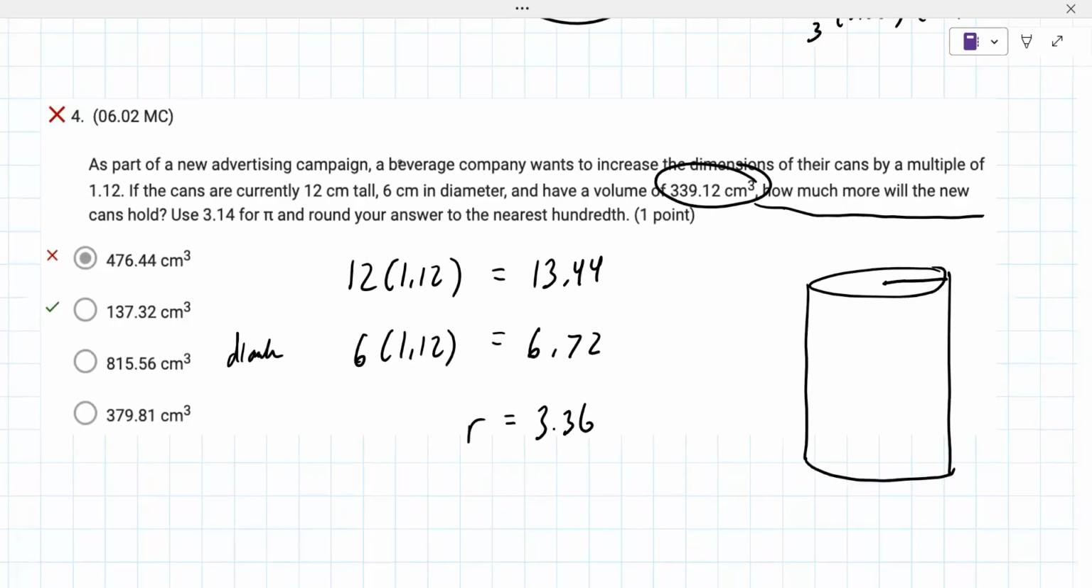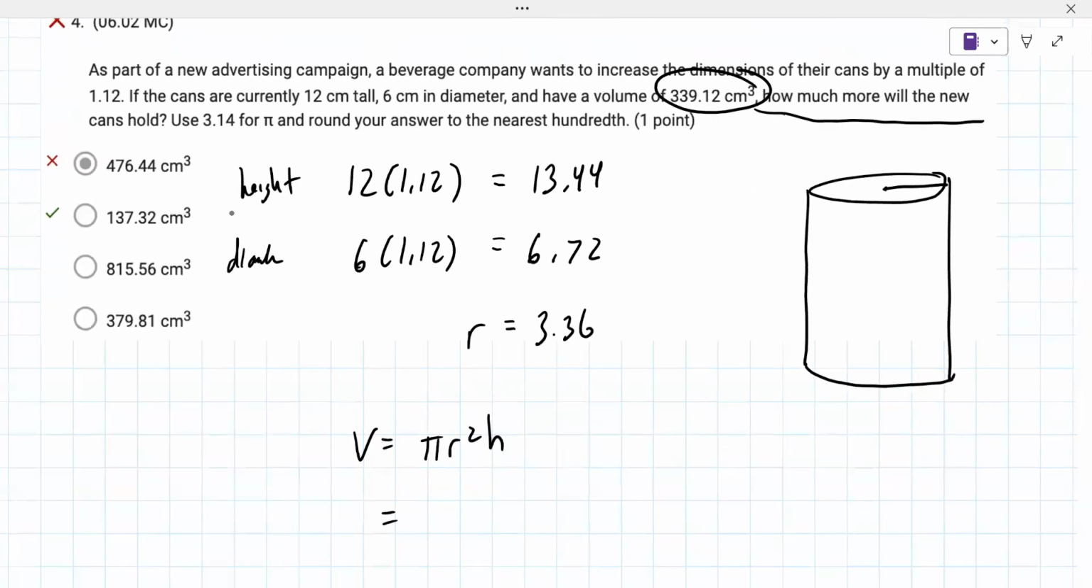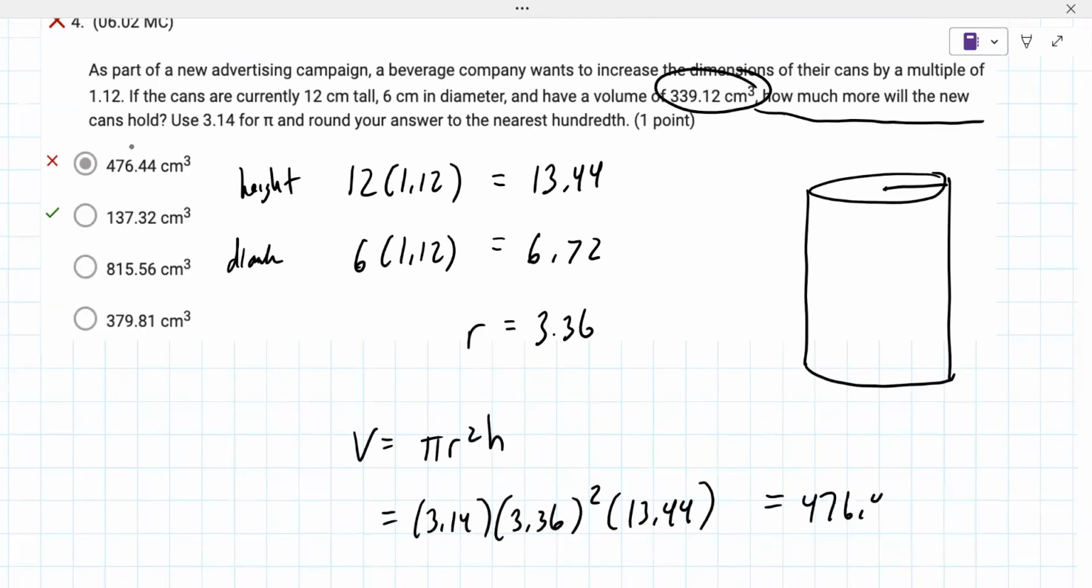That's the height. So the volume is pi r squared times h. And they're saying again to use 3.14 for pi, 3.36 for r, and it's 13.44 for the height. So go ahead and calculate this volume. Yeah, that's gonna be 476.39.